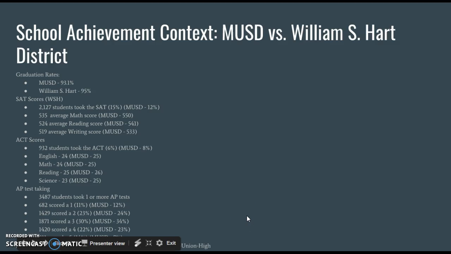And let's put them in some context. So comparing them to William S. Hart District, graduation rates very similar. SAT scores, Moorpark is a little better. I have the Hart scores here and then the Moorpark scores here. Hart scores are a little better across the board, including the AP tests. You'll notice, especially at the bottom there, for the 5s on the AP test, Hart has twice the amount of people scoring 5s as Moorpark Unified does.